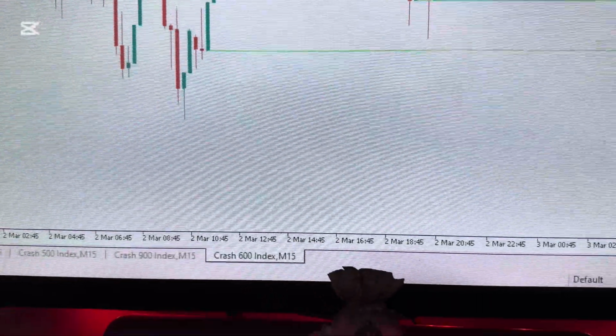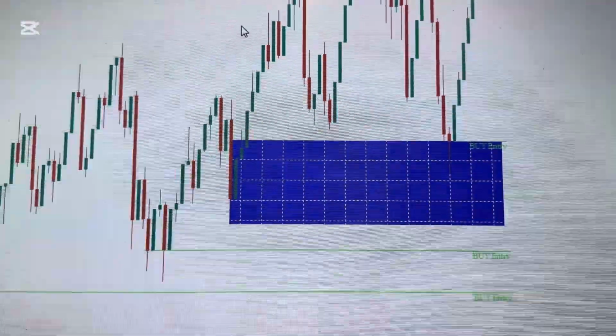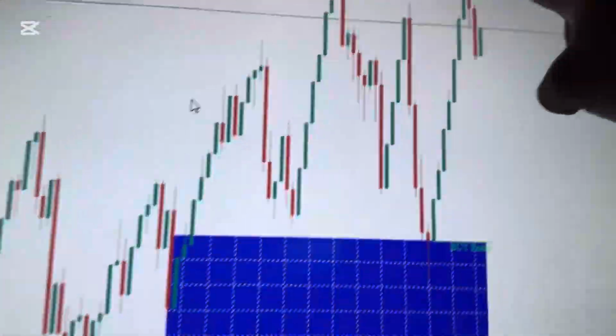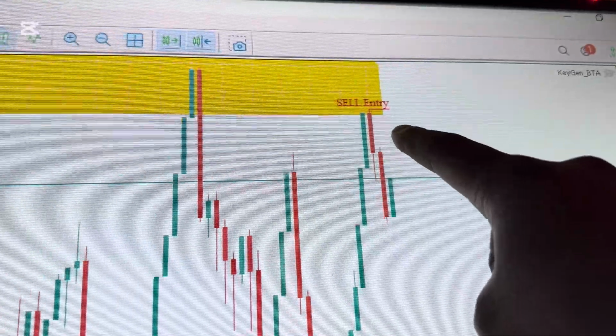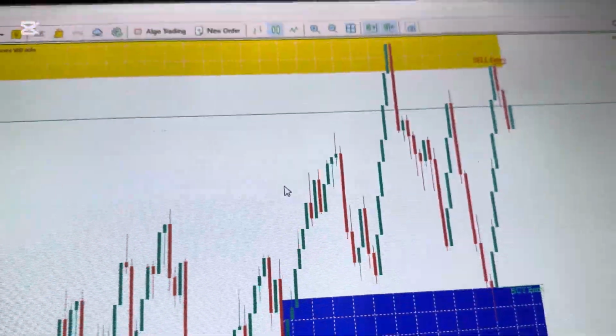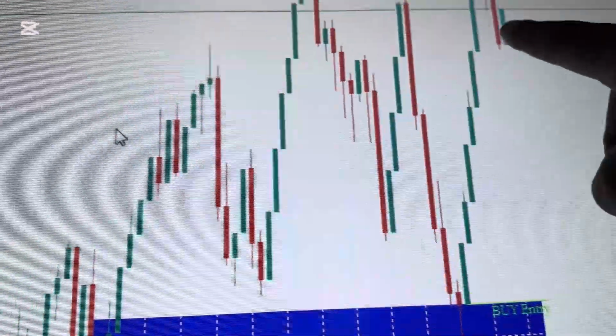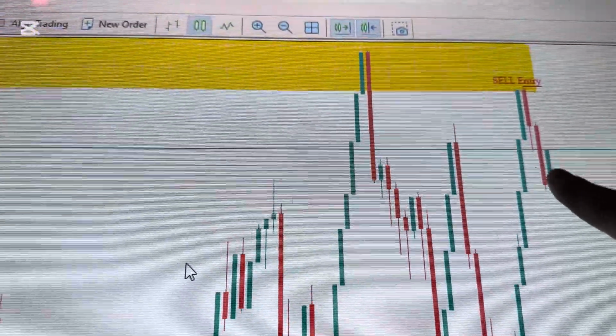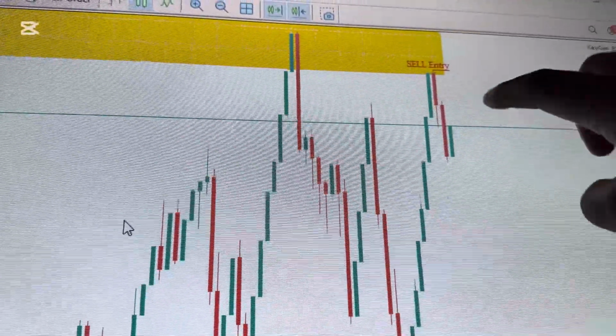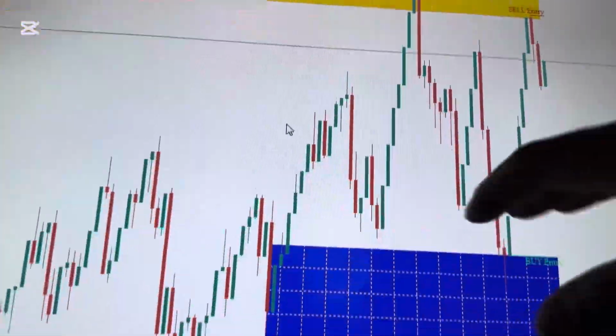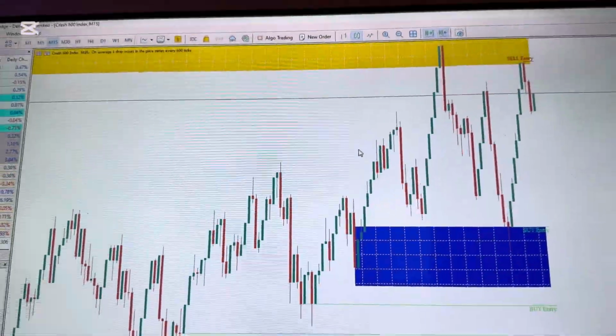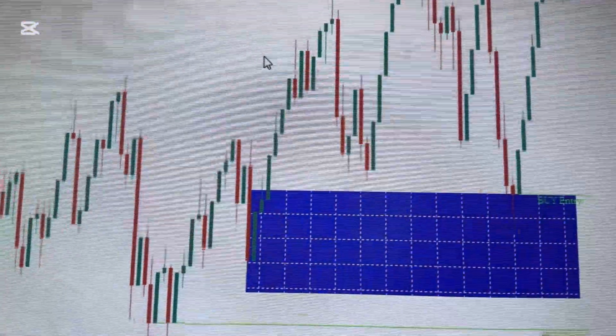This is crash 600, one of the new crashes that we have on Deriv. But now we just got the sell entry. We're a little bit late on this trade. Could have jumped in somewhere around here, but still we're just going to take advantage of this retracement and jump in. So I'm going to be updating you guys on how this trade goes.